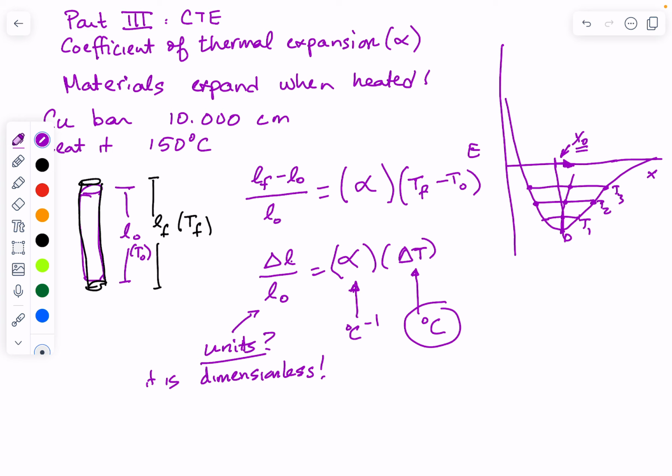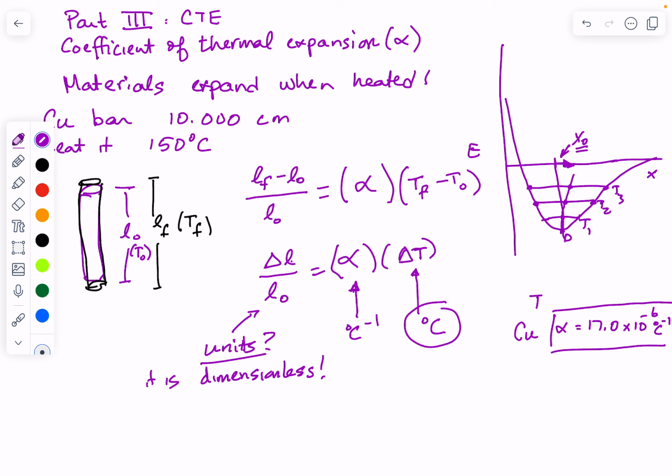So if we look up in a table what the coefficient of thermal expansion is, you can see in table 17.1 of our textbook, the coefficient of thermal expansion for copper is 17.0. And here's where it gets interesting. 17.0 times 10 to the -6 degrees C to the -1. Right? That's a typical coefficient of thermal expansion.